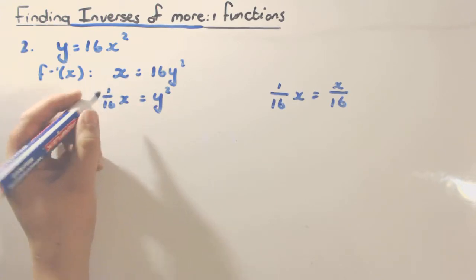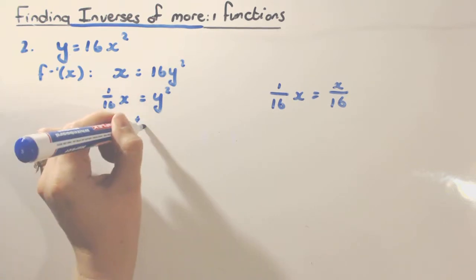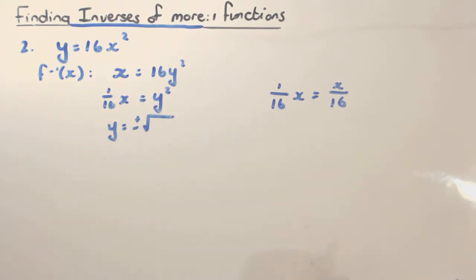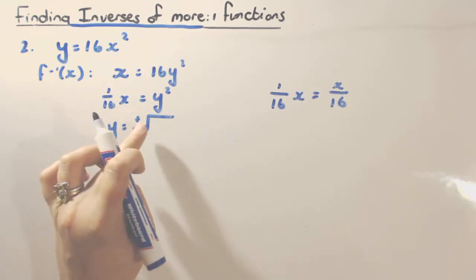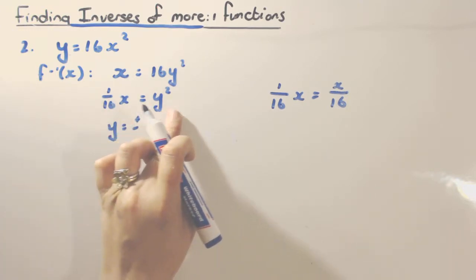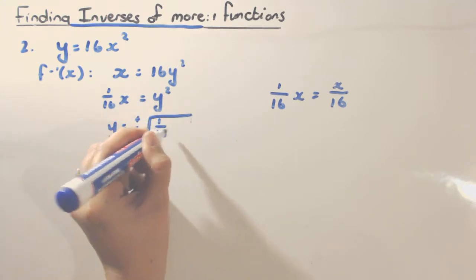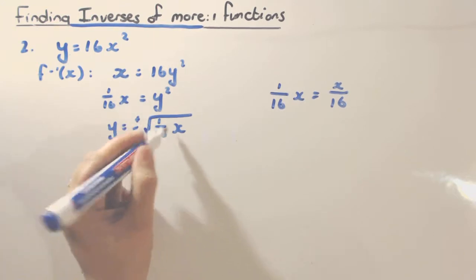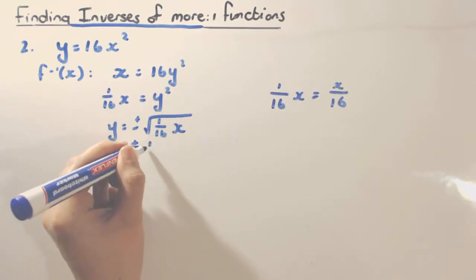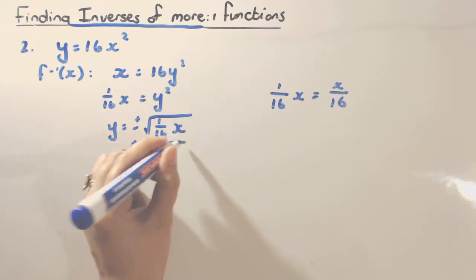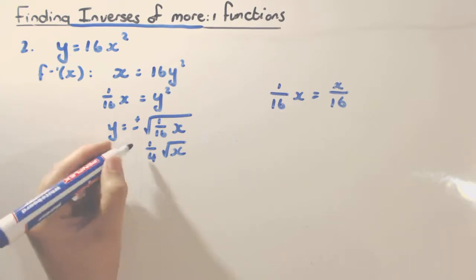Now, I know I will have positive and negative values, and the root of 1 over 16 is 1 over 4, so I can actually write that outside the root, but let's write it inside first. 1 over 16x. Now the root of 1 over 16 is 1 over 4, and then you can just leave the x inside the root actually like that.